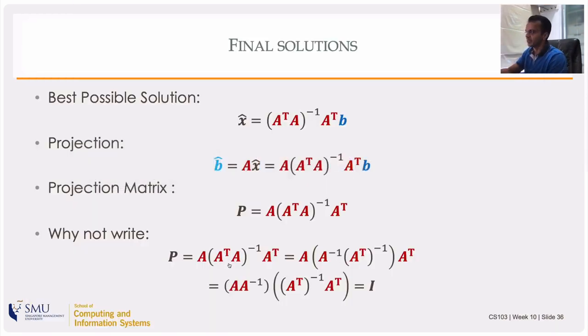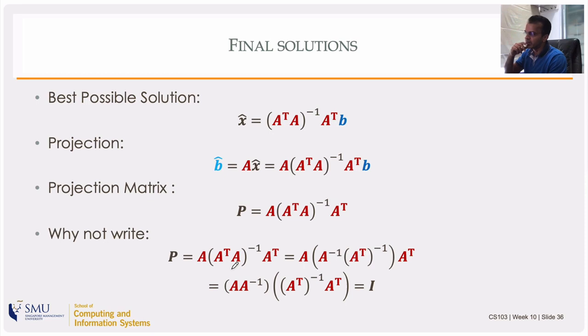(AB) inverse is equal to B inverse A inverse, provided that these two do exist. If they are square and invertible matrices, then this equation actually does work. But in this case, they are not square, so they are not invertible, A and A transpose, I mean. So we cannot actually do the expansion.